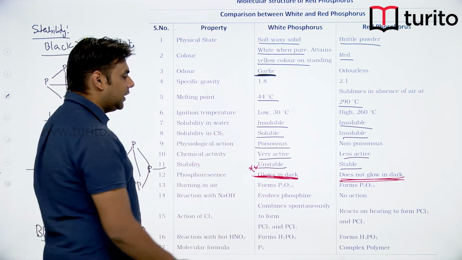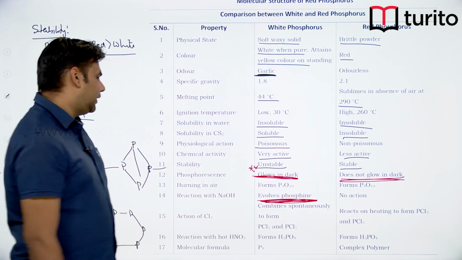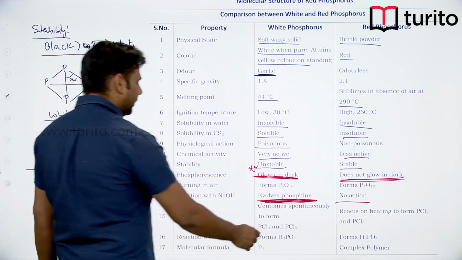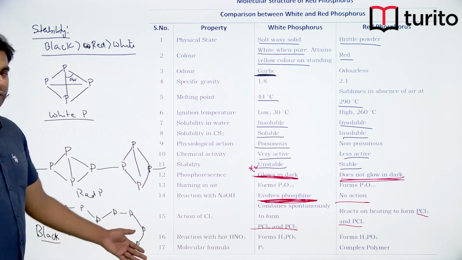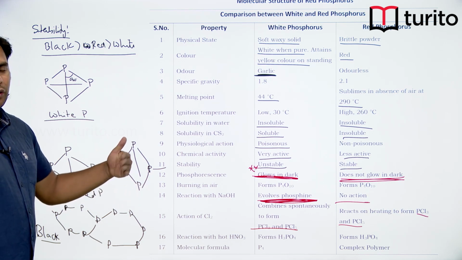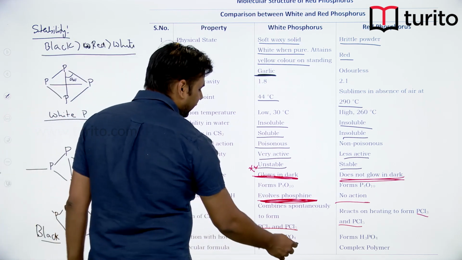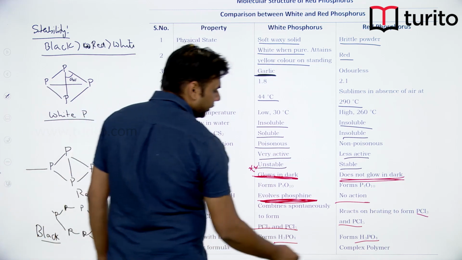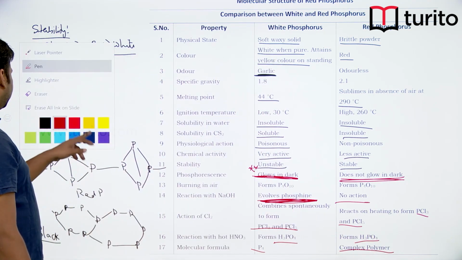Reaction with NaOH: when you react white phosphorus with NaOH, you get phosphine. Red phosphorus does not have any reaction. Action of chlorine: it forms PCl3 and PCl5. Red phosphorus also on heating will form PCl3 and PCl5. Reaction with hot conc. HNO3: phosphorus we know is a non-metal. On treatment with HNO3, it will get converted into P4O10. P4O10 is acidic in nature, so it will react with water and form H3PO4. Molecular formula of white phosphorus is P4. Red phosphorus is a complex polymer. I hope this is clear to you. I hope you know the structure also.